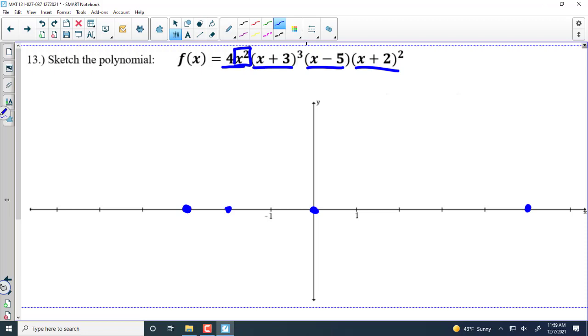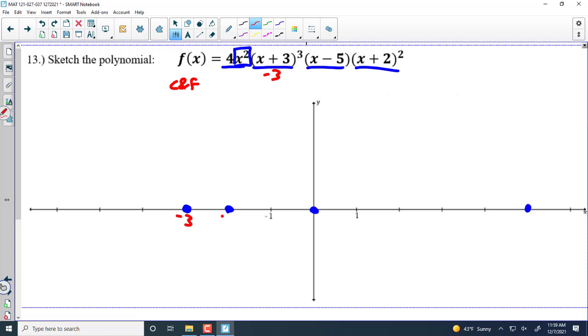Okay, now, let's talk about what we're going to do at each one of these intercepts. Here's the one at -3. That came from this one right here. Do we cross, do we bounce, or do we cross and flatten? We cross and flatten. Why? Because it's odd and it's not 1. It's an odd number bigger than 1, like 3, 5, 7. So that's why we're going to cross and flatten at that one.